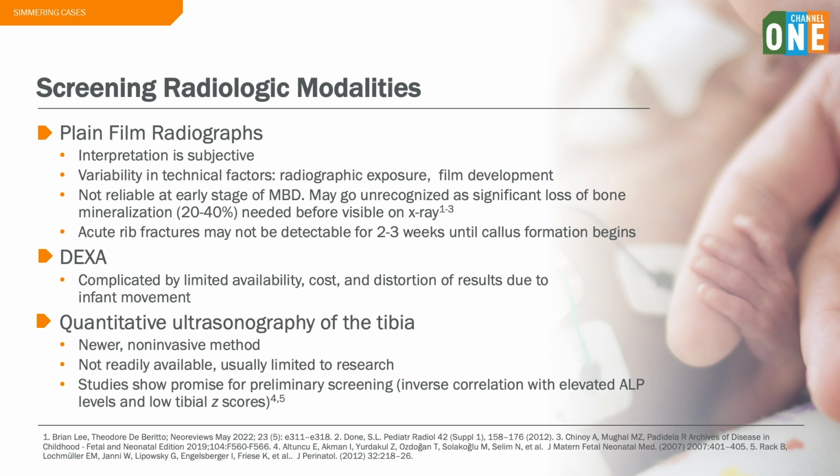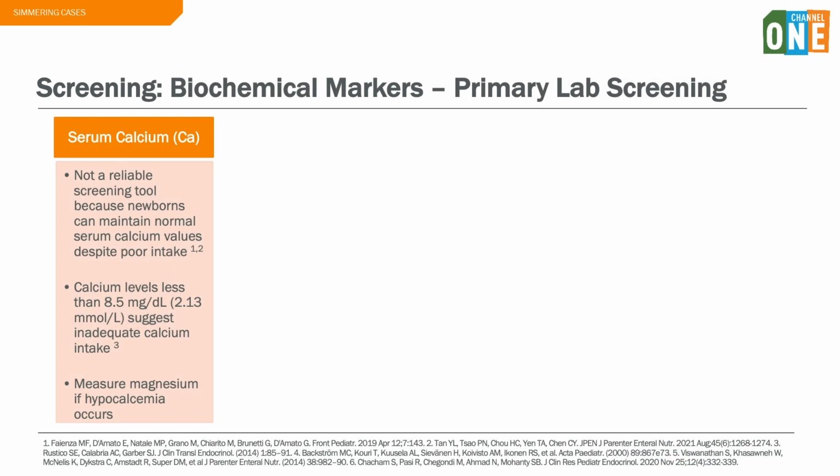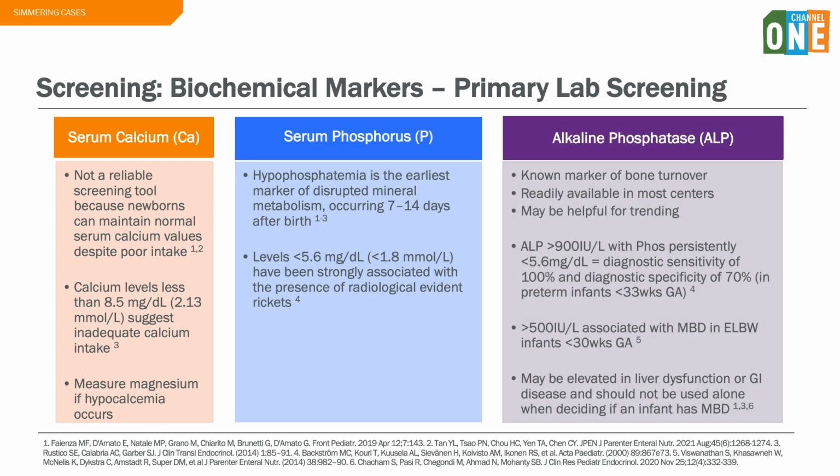The most common biochemical screening tools for metabolic bone disease include serum calcium, serum phosphorus, and serum alkaline phosphatase. These are often considered the primary screening labs for metabolic bone disease and are readily available tests in most centers. Unfortunately, serum calcium as a screening tool has some major limitations. Hypocalcemia may be a late finding and is limited, as most infants, even with poor intake, are able to maintain normal serum calcium levels at the expense of bone. Rustico et al. noted that a calcium level less than 8.5 is suggestive of inadequate calcium intake.